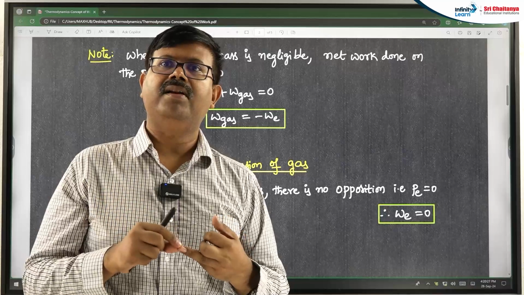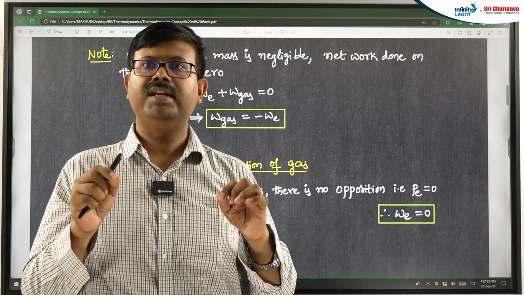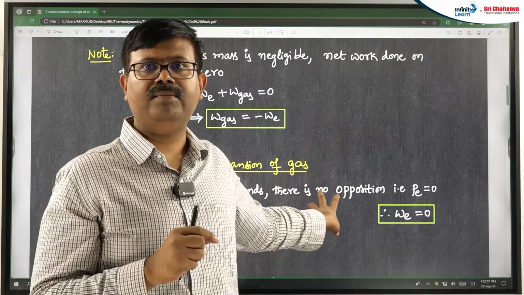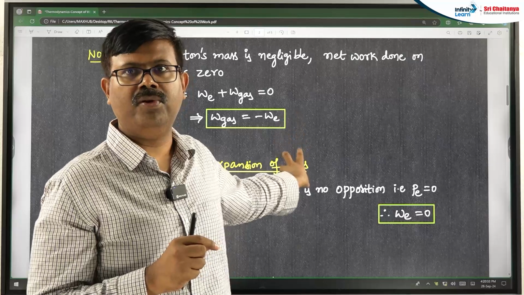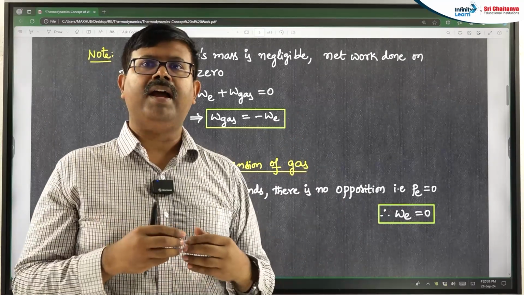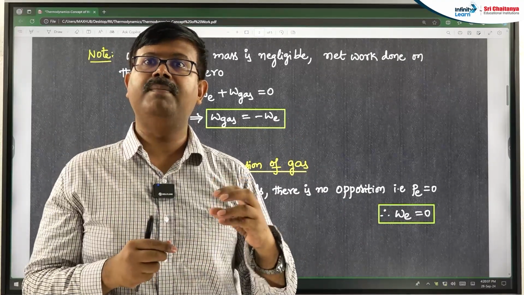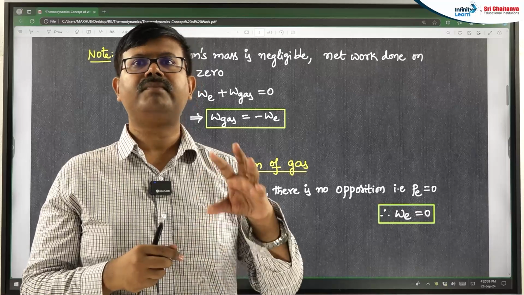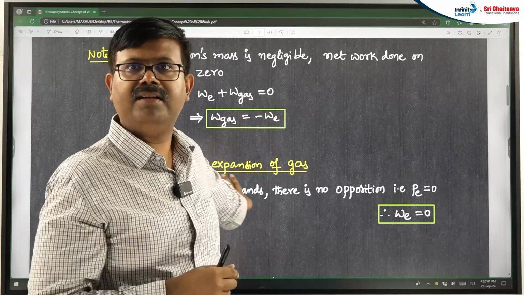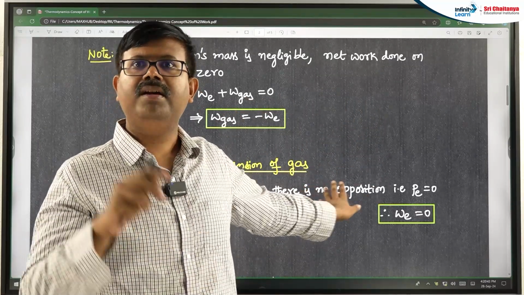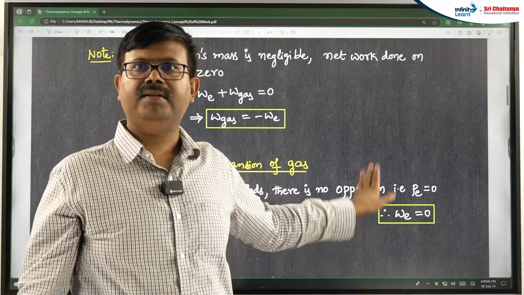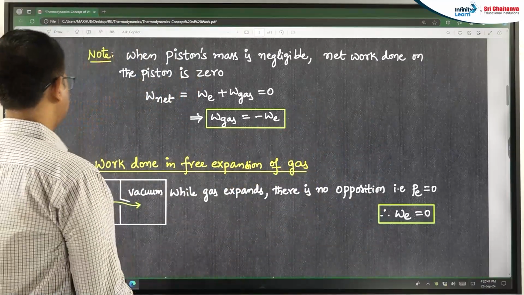When they ask work done on the system, we are going to calculate W_E, meaning external forces doing work. If they ask work done by the gas, then first calculate the work done on the gas, W_E, and we will change the sign. That is how we calculate.